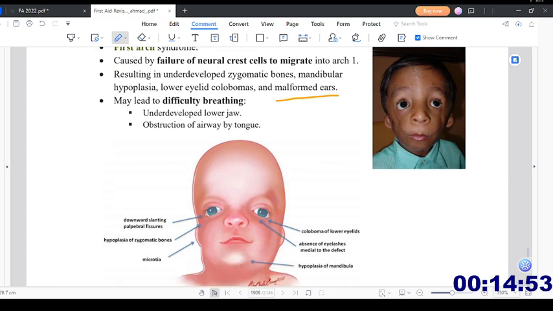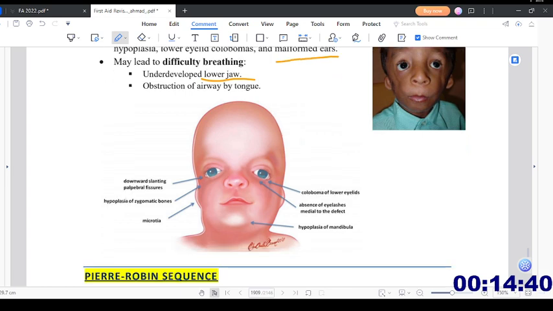Then it may lead to difficulty breathing because of the underdeveloped lower jaw. Again, it is a similar presentation or similar cause to that of the Pierre-Robin sequence. So due to the underdeveloped jaw, patients with Treacher Collins syndrome also have difficulty breathing, and obstruction of the airway over time can take place. So here you can see downward slanting palpebral fissures will be there.